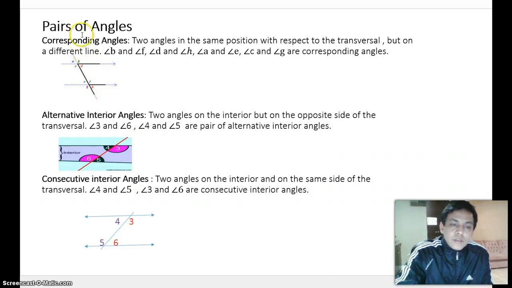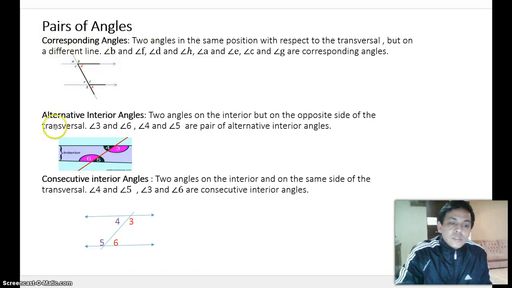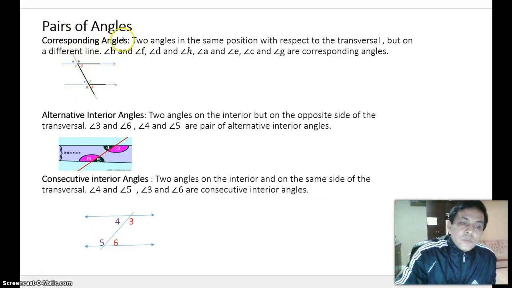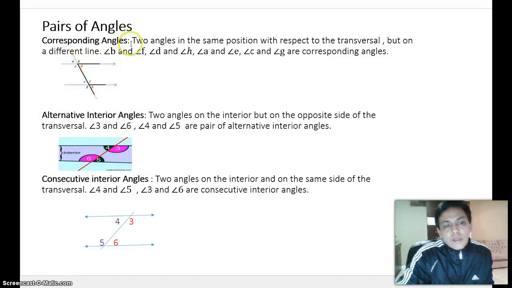To understand clearly the properties of parallel lines, we should have some knowledge about pairs of angles. I'm going to explain some pairs of angles such as corresponding angles, alternate interior angles, and consecutive interior angles. Let's talk about the corresponding angles: two angles in the same position with respect to the transversal, but on different lines.